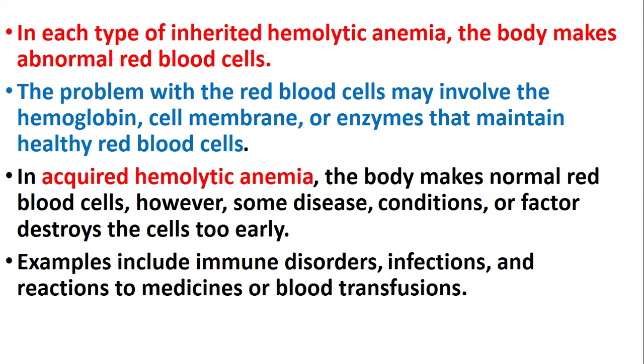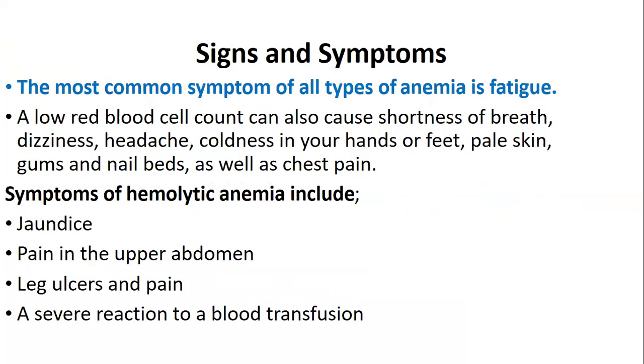The problem with red blood cells may involve the hemoglobin, cell membrane, or enzymes that maintain healthy red blood cells. In acquired hemolytic anemia, the body makes normal red blood cells. However, some disease conditions or factors destroy them too early. Examples include immune disorders, infection, as well as reactions to medicines or reactions to transfusions. So this, at the end of the day, will lead to early breaking down of the red blood cells, before their lifespan is exhausted.